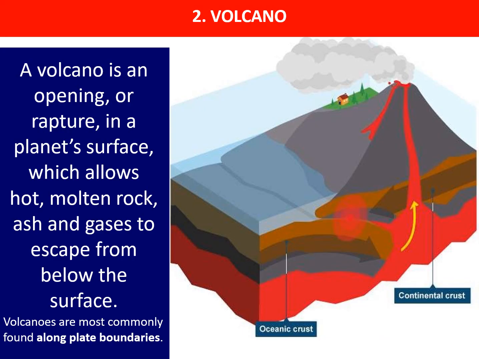The next thing which we'll be dealing with is volcano. A volcano is basically an opening or a rupture on the planet's surface which allows hot molten material or gases to escape from the surface of the earth. We will be dealing further in detail about volcano in the next module.